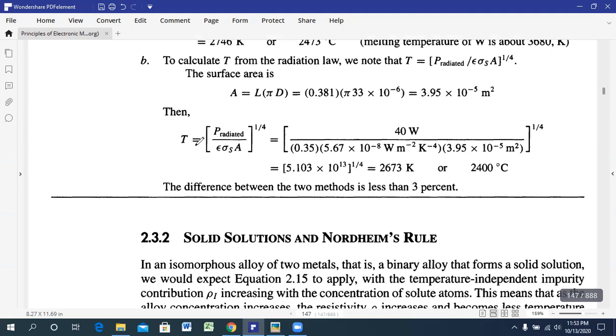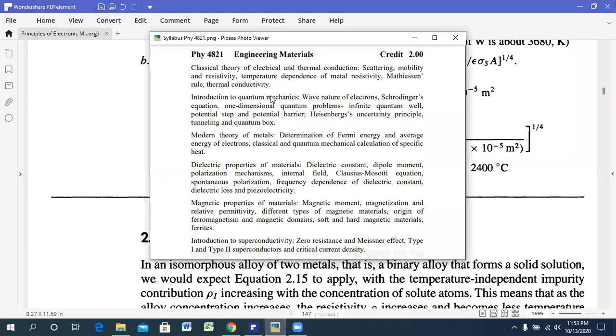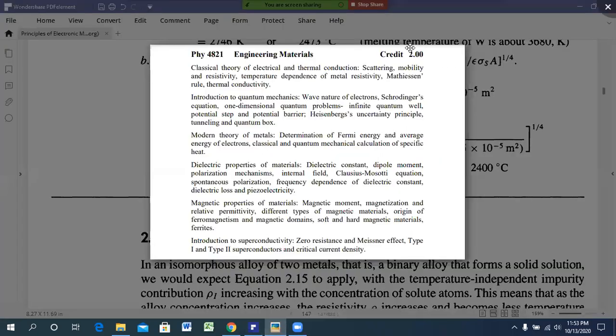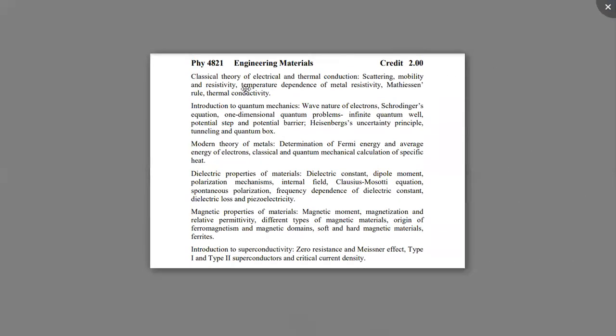So the syllabus of this first chapter, that means this second chapter, will be up to 2.3.1. If we look at this syllabus, first of all you have the classical theory of electrical and thermal conduction. That means scattering, mobility, resistivity, temperature dependence of the metal resistivity, Matthiessen's rule, and the last one left is thermal conductivity.